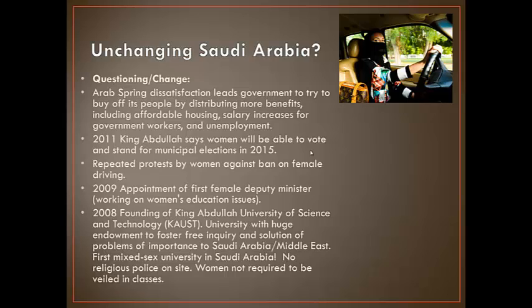Just one other thing from this slide. The government has founded also a university that lives kind of outside some of the harsher strictures of Saudi Arabia. So this university, called KAUST, or the King Abdullah University of Science and Technology, is a mixed-sex university. There's no religious police there. Women aren't required to be veiled in classes. And so it's an attempt by the last King, Abdullah, to create something more progressive for Saudis.